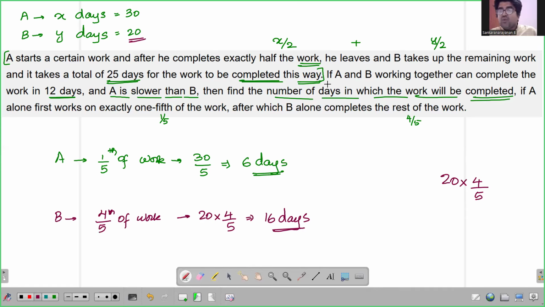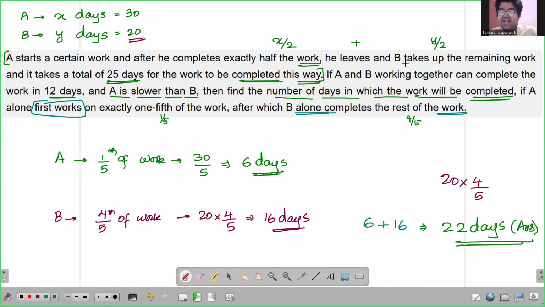The question is, what is the total number of days that the work is getting completed? A first works and then he leaves, after which B alone is completing that remaining amount of work. That's what it is said. They are not working together. So the total number of days will be 6 plus 16. The final answer is 16 plus 6, 22 days. So for this question, 22 days is going to be my final answer.